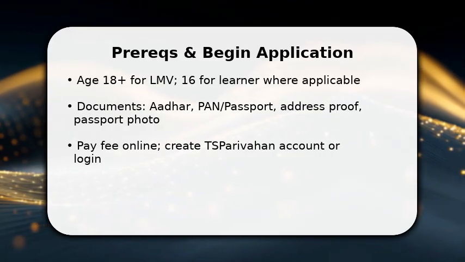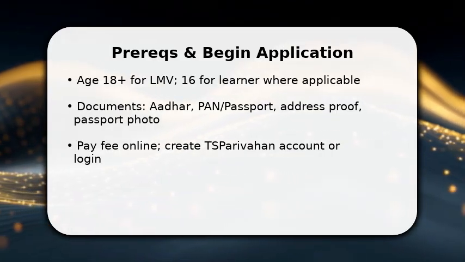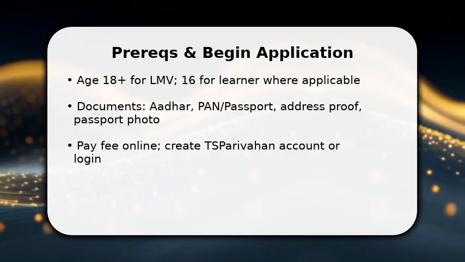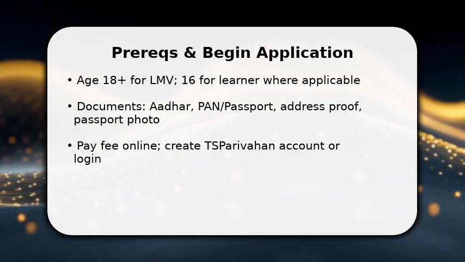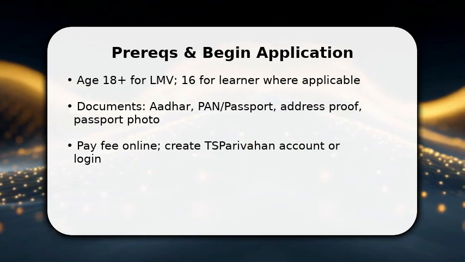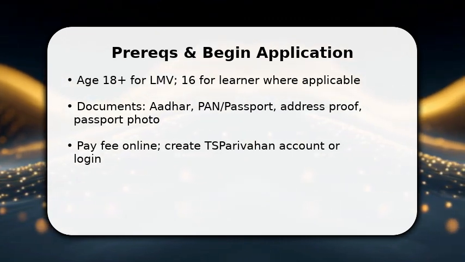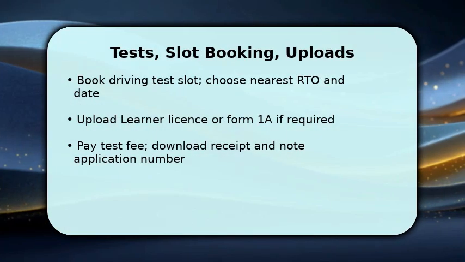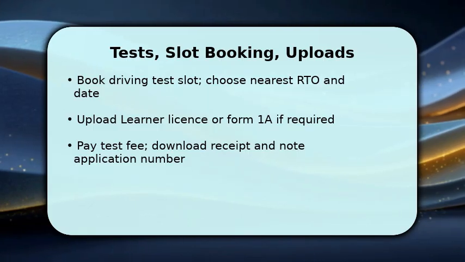Begin the application form, entering accurate personal details and address as per Aadhaar. Any mismatch will delay processing. After filling basic fields, upload scanned documents and proceed to the payment step for the application fee. Once you pay, you must book a test slot at a convenient RTO.